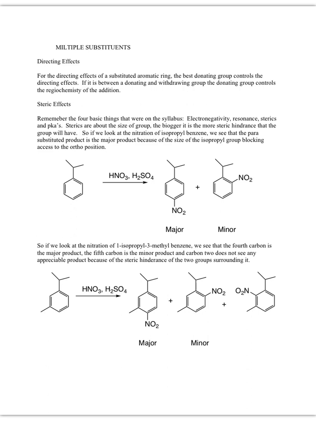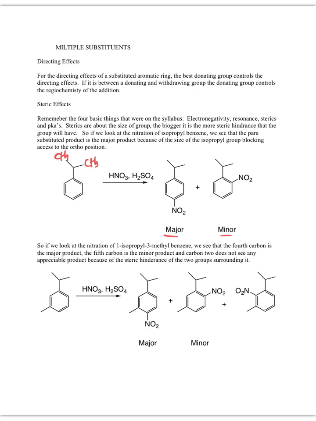Okay. And then the second thing is steric effects. If you have a big bulky isopropyl, the major product is going to be where we add the group as far away from that as possible. So the ortho one would be the minor product, the para one would be the major product. Okay.